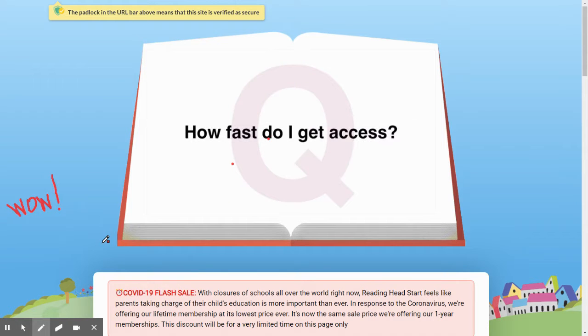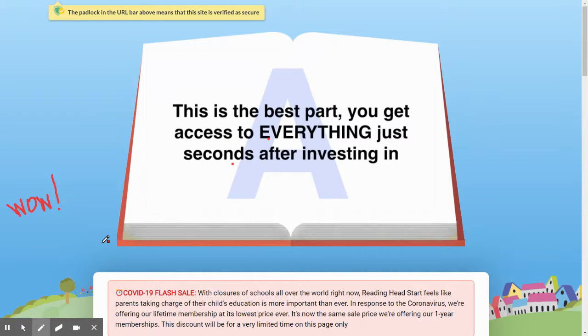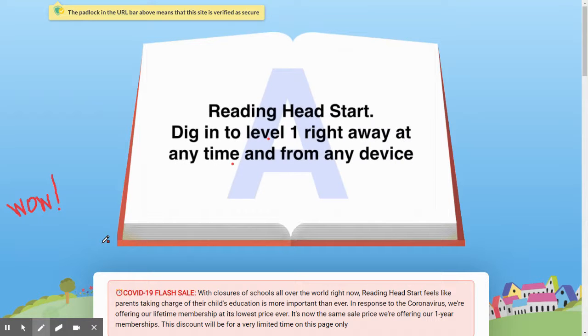How fast do I get access? This is the best part. You get access to everything just seconds after investing in Reading Head Start. Dig into level 1 right away at any time and from any device.